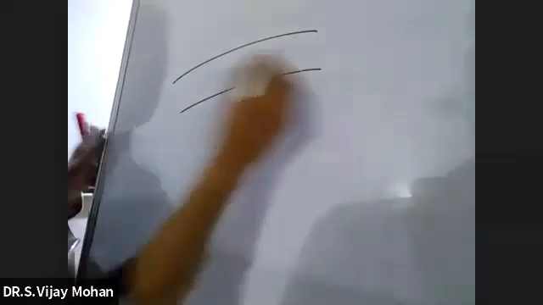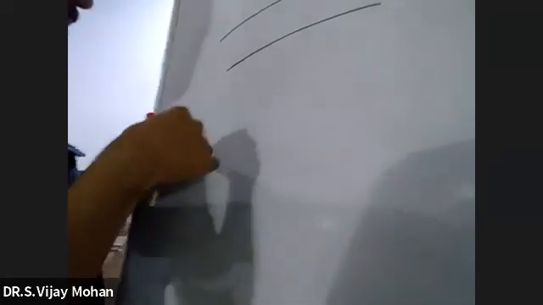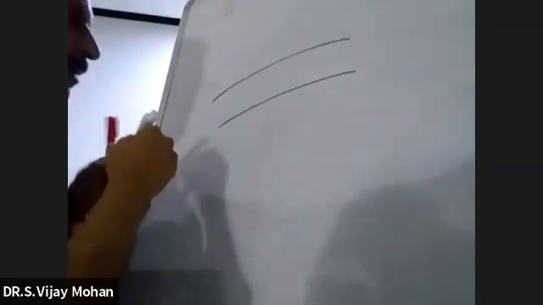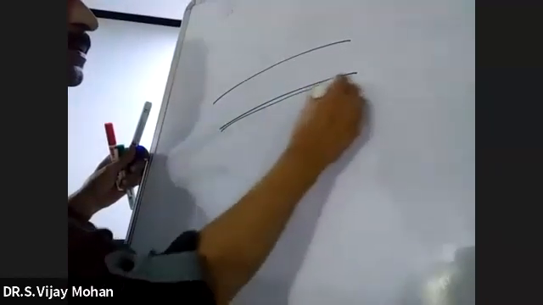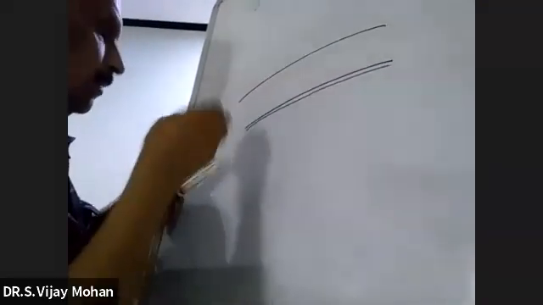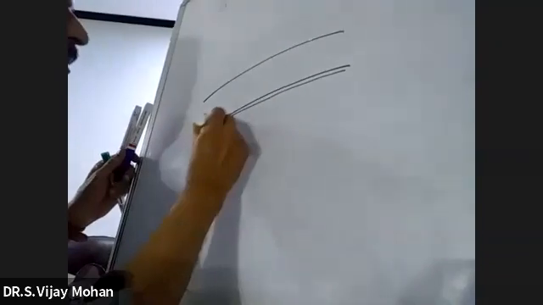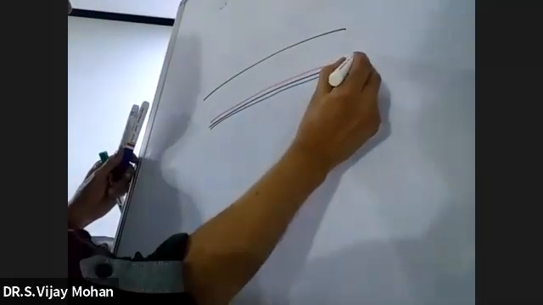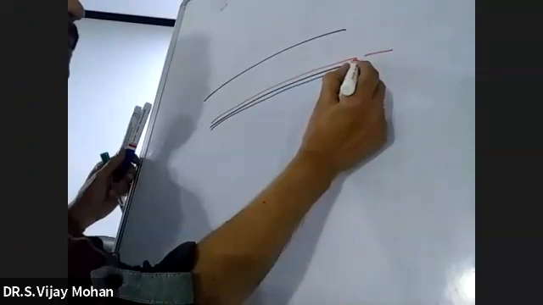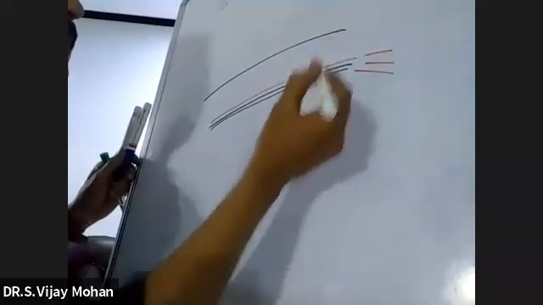I'll draw. Can you see the white? You can see. Huh? You can? Yeah. To make you understand better, I think, yes. This is an artery. Three layers: endothelium, adventitia, and media. The three layers are there.